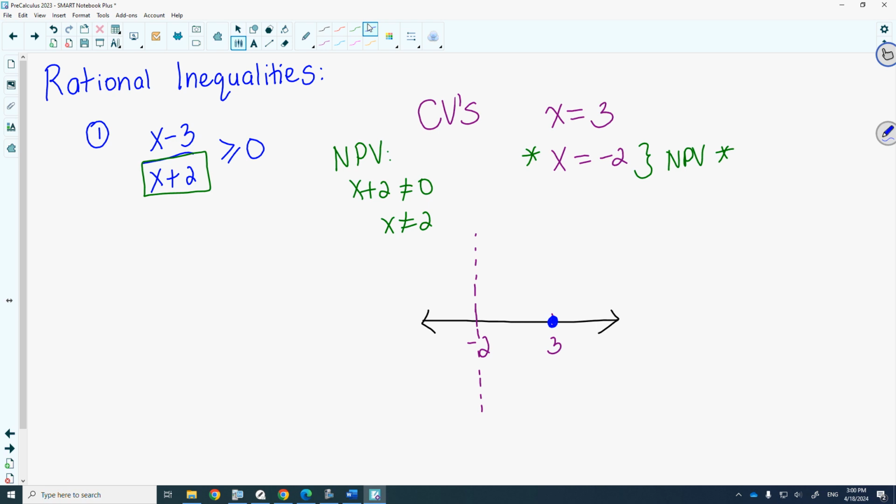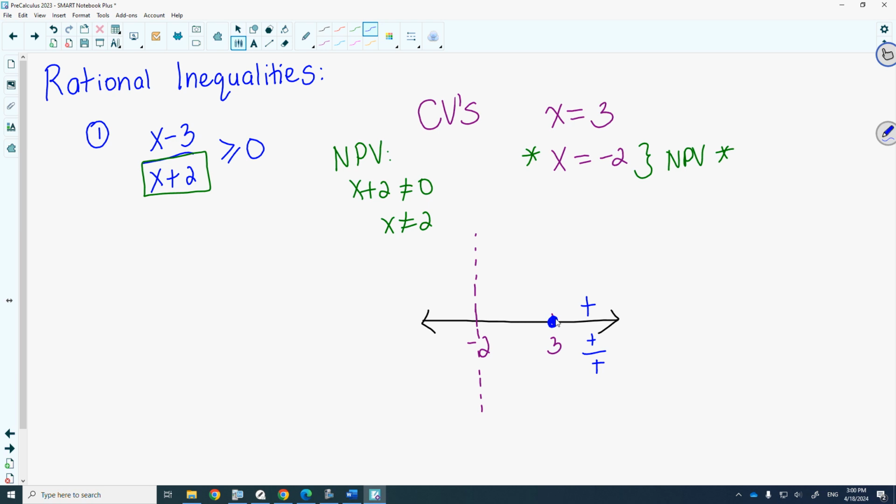Okay, we're going to do the same thing that we did with quadratic inequalities. We're going to pick a number greater than 3. I'm going to pick 4. Put 4 into your numerator. 4 minus 3 gives you a positive number. Put 4 into your denominator, and you're going to get a positive number. This will be a positive region here of my graph.